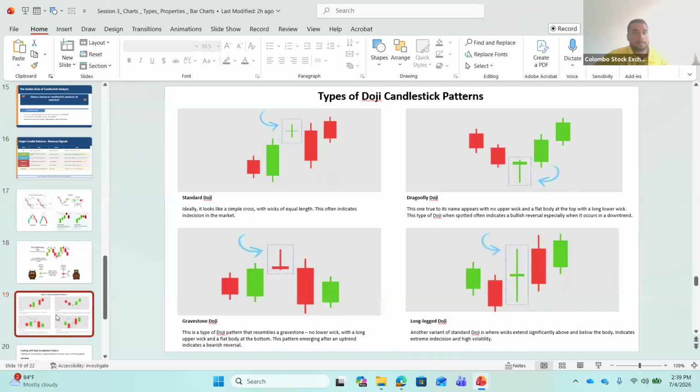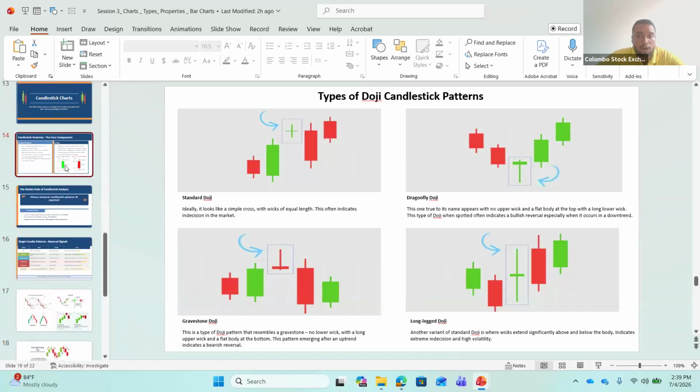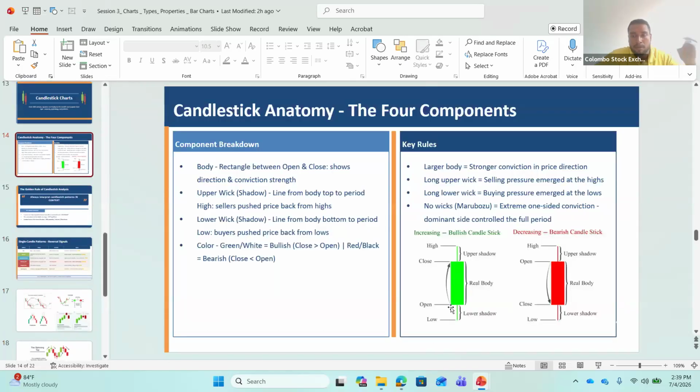Doji is something like this one. This is called a standard doji, where you see no body, or you can call it a flat body. That basically means the opening price and the closing price are the same, because the body means opening price and closing price. In a green candle, the bottom of the body is the opening price, and the closing price is at the top of the body.